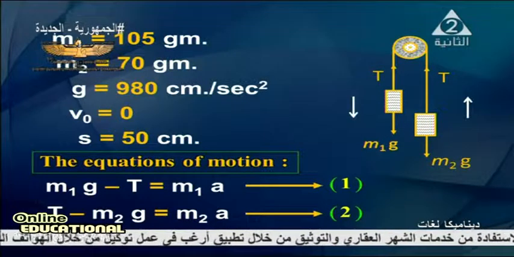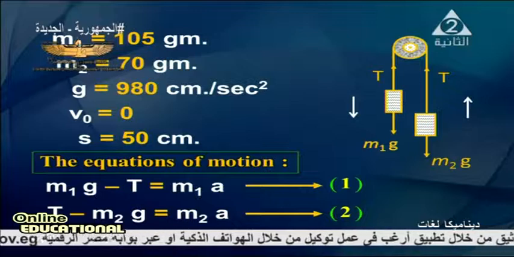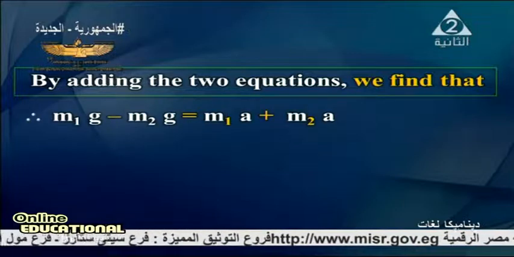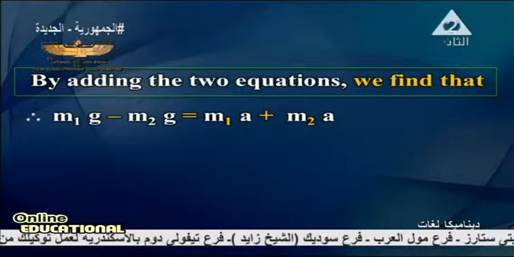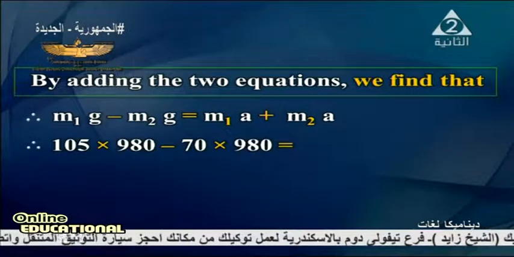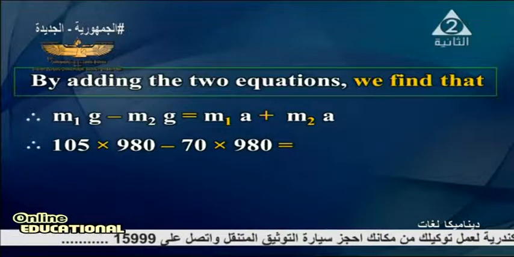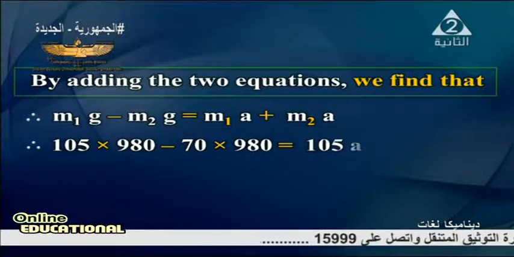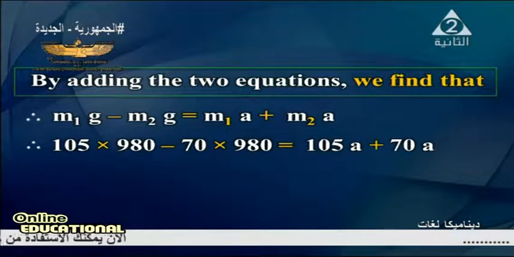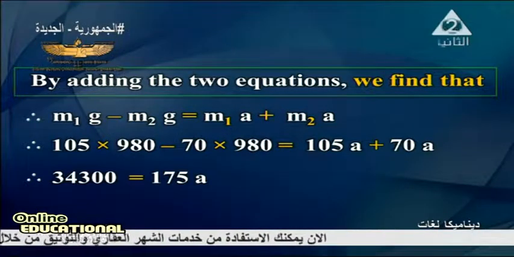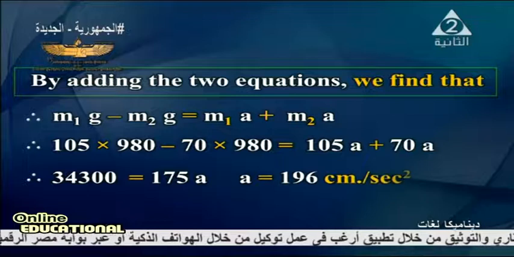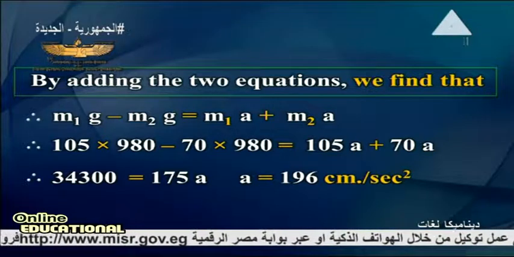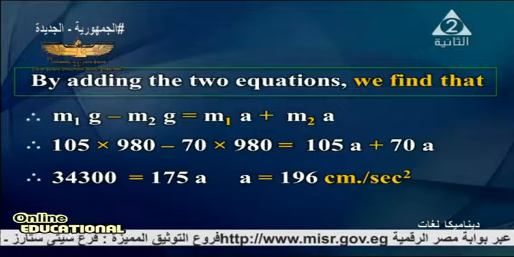We can solve the two equations by adding them. Now, M1g minus M2g equals M1a plus M2a. Then 105 times 980 minus 70 times 980 equals 105a plus 70a. Then 34,300 equals 175a. Then the acceleration of motion equals 196 centimeter per second squared.